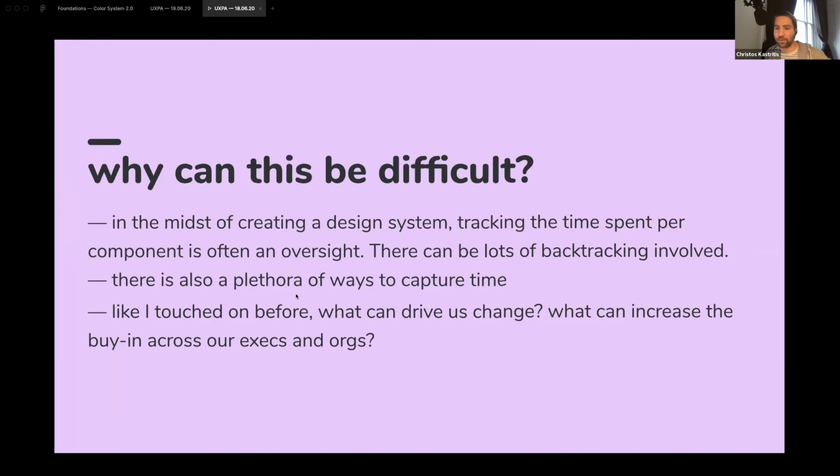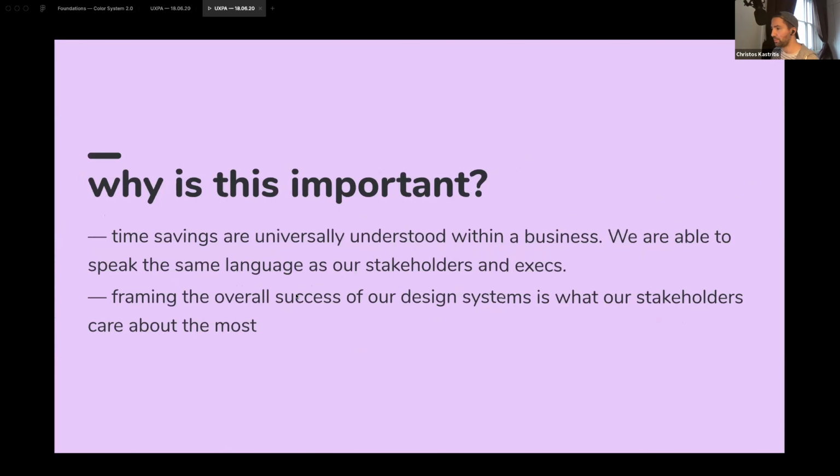Tracking how much time we've spent designing and building components is often an afterthought, and there can be lots of backtracking involved. And there's lots of ways to capture time. But really what I was trying to think of was what could drive my team to change, what could increase buy-in across our execs and our orgs. And so for me, it was trying to understand our business and what metrics they use to communicate certain value. And personally, I think that time savings are universally understood within a business, and it allows us to speak the same language as our stakeholders, right?